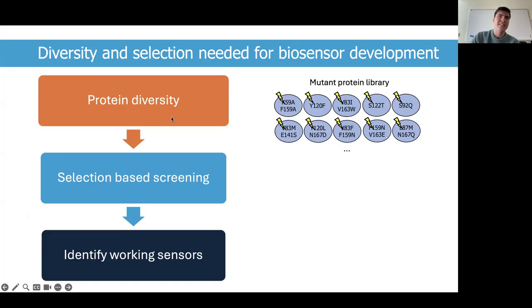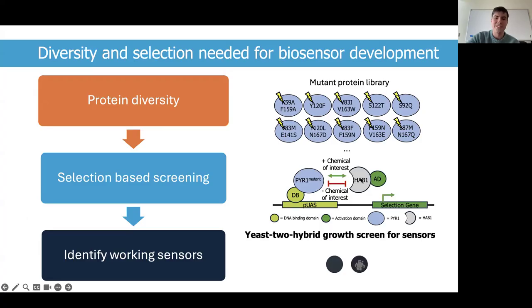The selection is the one that we've always been using and have been using quite consistently for a long time. We use yeast, and specifically we use yeast-2 hybrid growth-based screens for our sensors, where we transform our libraries into yeast, and then we can plate them in the presence of our chemical on selection media without uracil. And the selection gene that we're driving expression of is URA3.